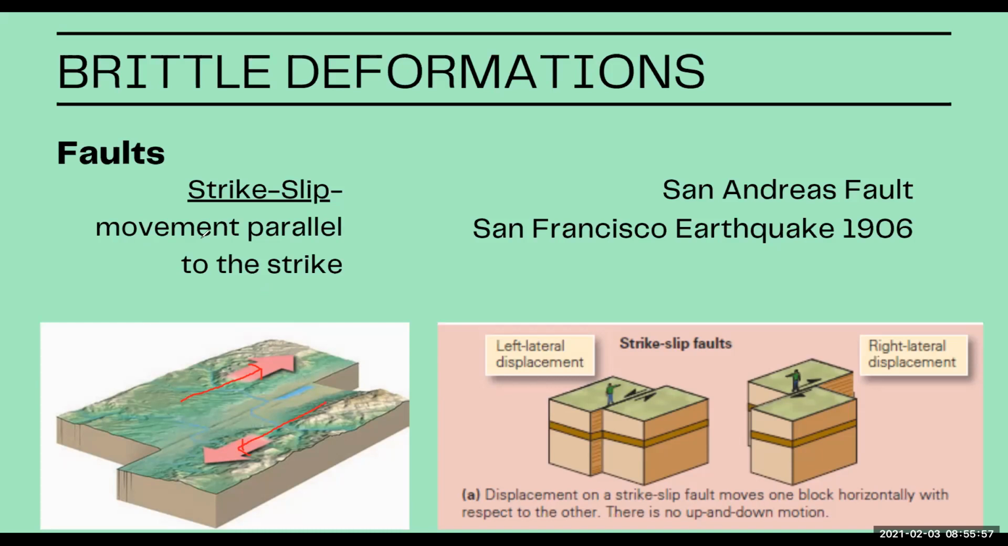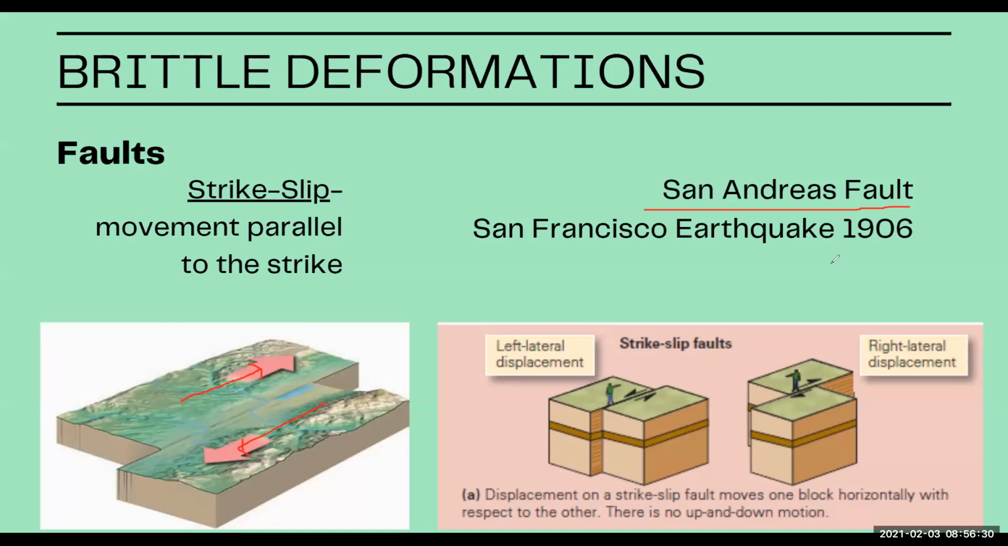So yung pinaka-common and pinaka-sikat daw na pangyayari ng strike slip faulting is yung sa San Andreas Fault. Okay, yung nangyari na San Francisco earthquake in 1906. Okay, so isa yan sa pinaka sikat din na type ng earthquake as well as pinaka sikat na example ng strike slip faulting. Okay, so sa strike slip faulting, pwede daw malaman kung left or right yung displacement niya.